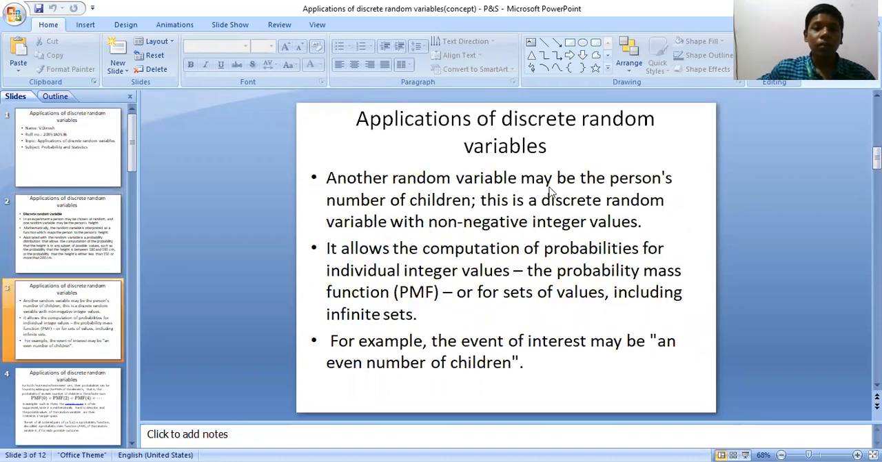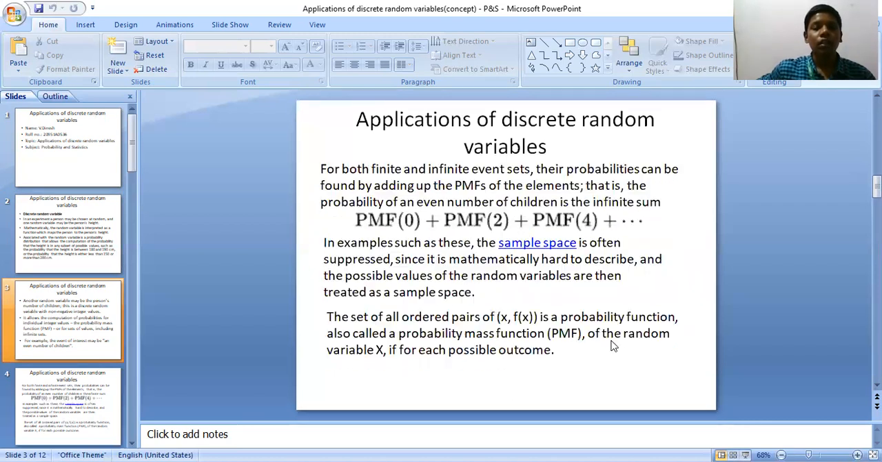Another random variable may be a person's number of children. This is a discrete random variable with non-negative integer values. It allows the computation of probabilities for individual integer values, the probability mass function, or for a set of values including infinite sets. For example, the event of interest may be an even number of children.